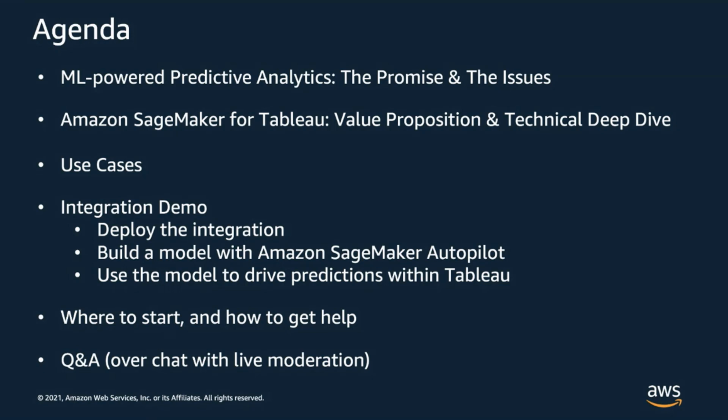First of all, we'll go through the deployment of the integration, where Holt will guide us. Then we'll build a model with Amazon SageMaker Autopilot, where I'll go through a demo of Autopilot. And then Nathan will use the model I'll create on Autopilot and the integration that Holt will deploy right within the Tableau environment to make ML-powered predictions. And lastly, we will offer some guidance on how you can get started and how you can get help.